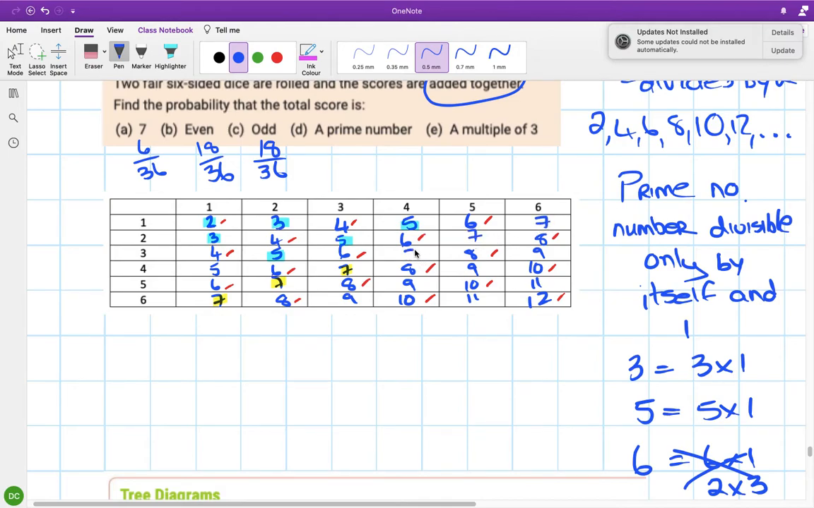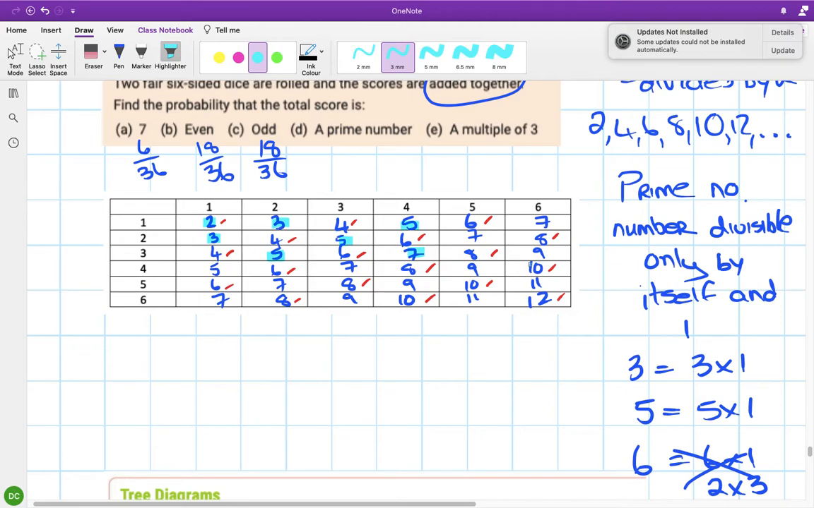Sorry, they went a funny colour when I... They're all going to be like that, aren't they? Okay, so where was I?